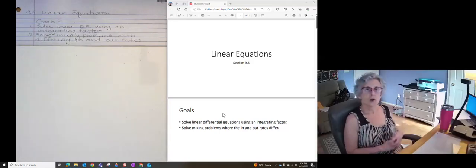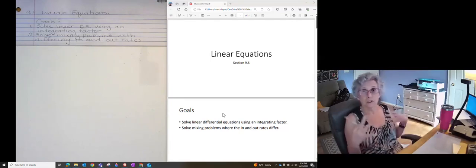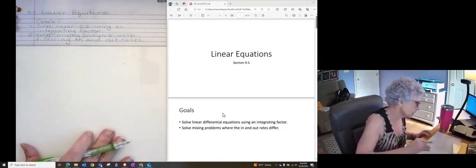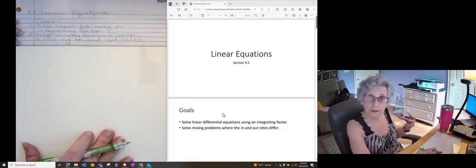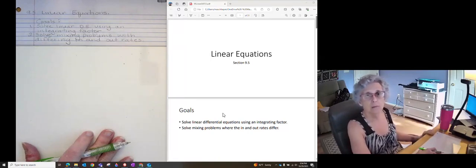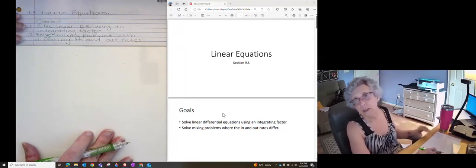This section's all about linear differential equations. We've seen some that were separable and linear. Now we're going to look at just the general linear differential equations. So we're going to solve them using something called an integrating factor, and that will allow us to solve mixing problems where the in and out rates are different.